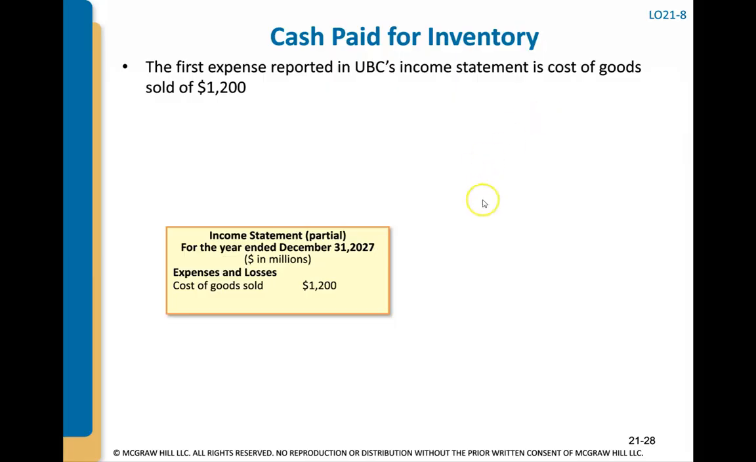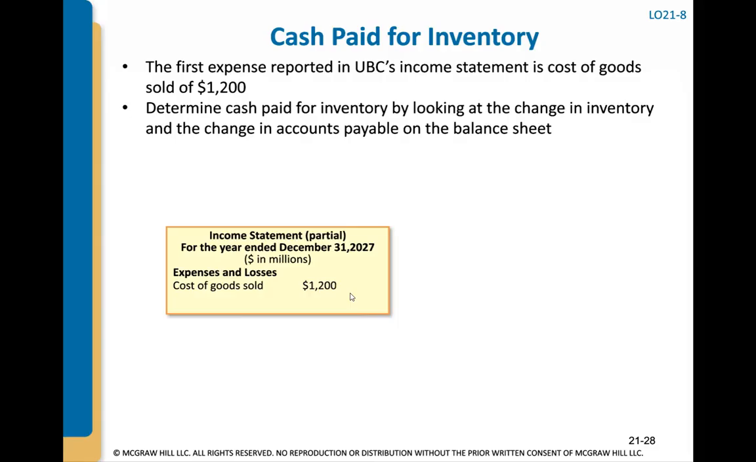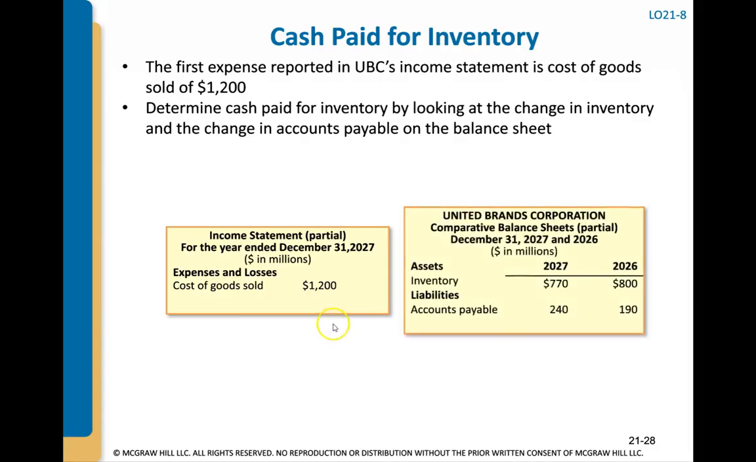Our income statement tells us that our cost of goods sold is $1,200, and then we have to look at the related operating balance sheet items for cost of goods sold. There are two balance sheet items that are impacted when we record cost of goods sold. First is inventory, right? Because when we sell our inventory, we debit cost of goods sold and credit inventory.